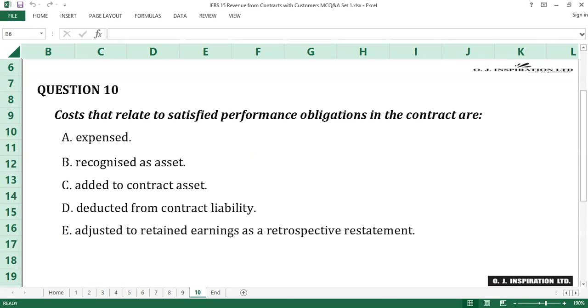Question number 10. Costs that relate to satisfied performance obligations in contract are A. Expensed, B. Recognized as asset, C. Added to contract asset, D. Deducted from contract liability, E. Adjusted to retained earnings as a retrospective restatement. Time counts.